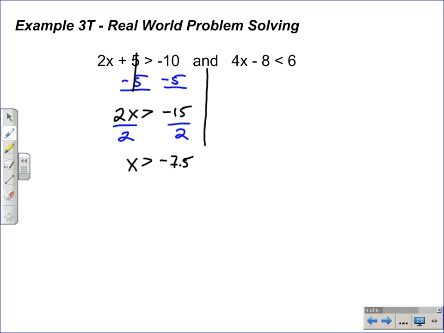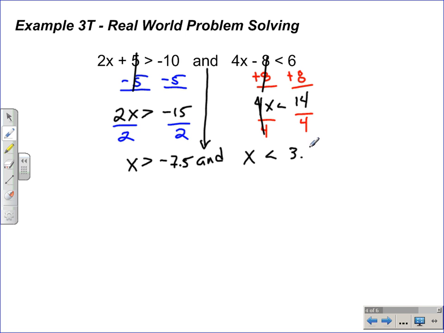Bring down the and. In this case, we have two separate inequalities, so we have to use the word and. On the right-hand side, I solve this inequality by adding 8 to each side. On the left, the 8's go away, leaving me 4x is less than 14. Dividing each side by 4 next. The 4's on the left divide out, leaving x is less than, 4 goes into 14 3 times, so that'd be 3 and 2/4, or 3.5.